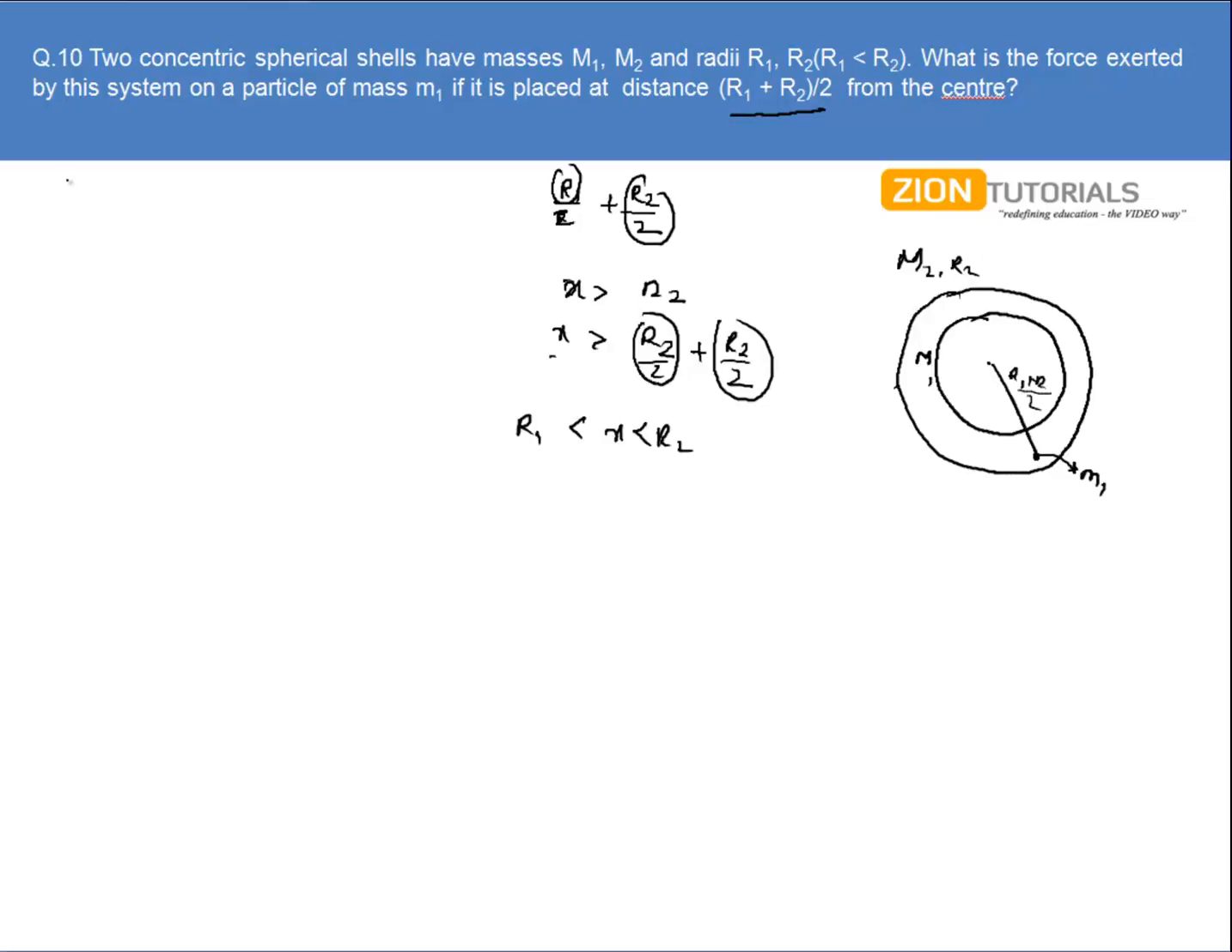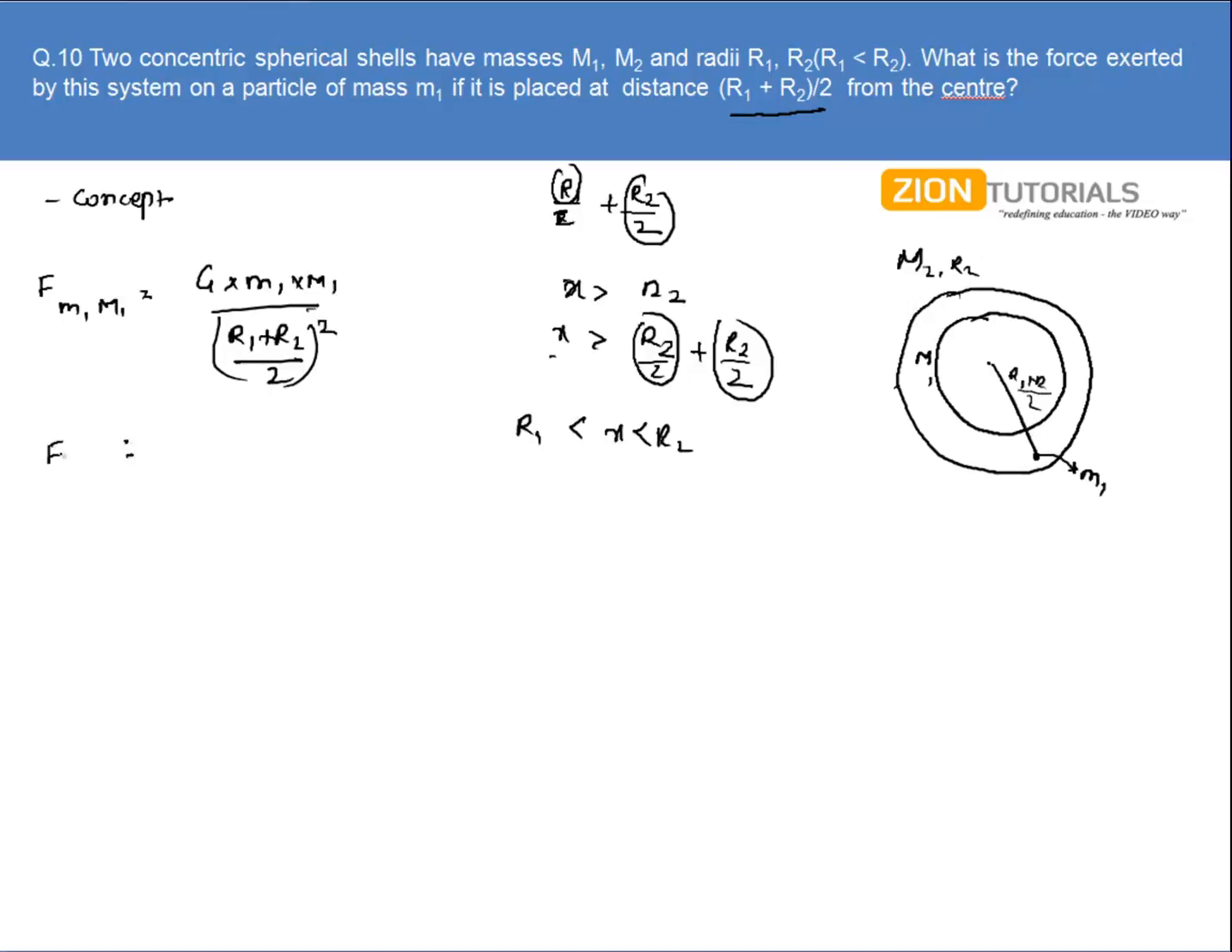Now what I have to calculate is the total force. So one thing is clear, that if a particle of any mass is kept inside a hollow sphere, then the gravitational force between both of them will be zero. So the gravitational force will be only due to the inner sphere and the particle of mass m1. It can be calculated by the formula G m1 M1 divided by (r1 + r2)/2 whole square. This is the distance between both of them.